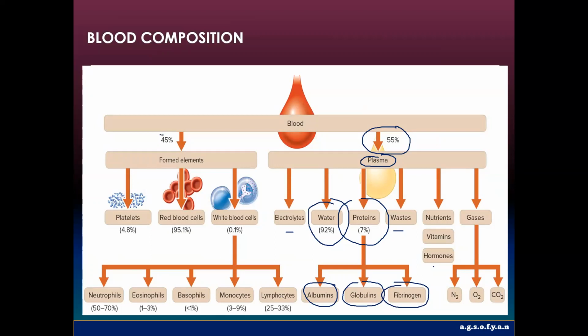And then 45% of the blood is the formed elements, the cellular components of the blood, mostly red blood cells at 95 to 99%. So mostly our blood cells are red blood cells. Second is the platelets. The red blood cell's main function is to carry oxygen, so this is for transportation. Platelets are for blood clotting or protection against loss of blood.